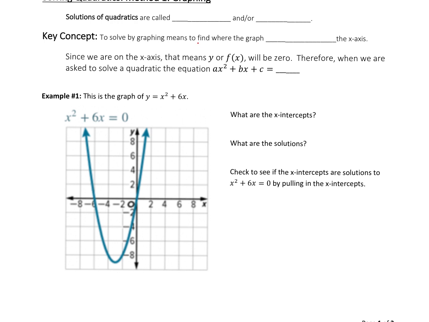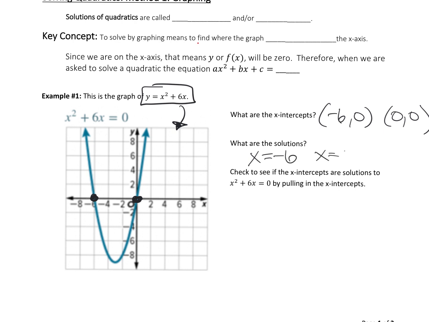All right, if you go down to the bottom of the page, I'm going to give you example 1. So I have a graph for you, y equals x squared plus 6x. I already graphed it. So that's the graph for that equation. It says, hey, look at that graph. What are the x-intercepts? Well, my x-intercepts are pretty clear to see. They are -6 here and 0. So my 2 x-intercepts are (-6, 0) and (0, 0). The solutions then, if I look at these 2 things, are going to be x equals -6 and x equals 0.